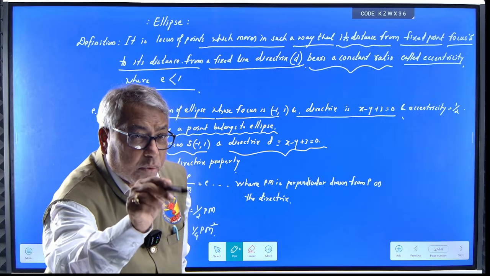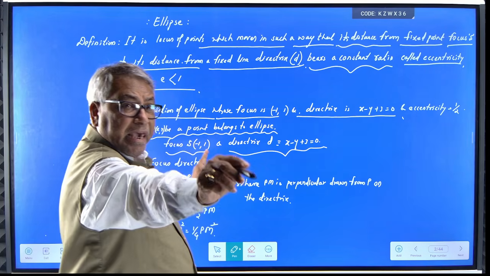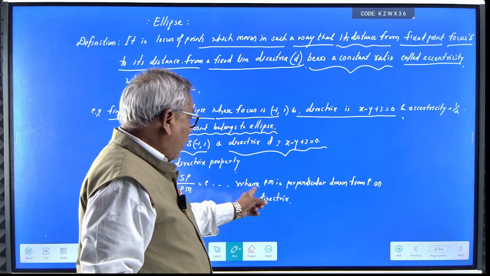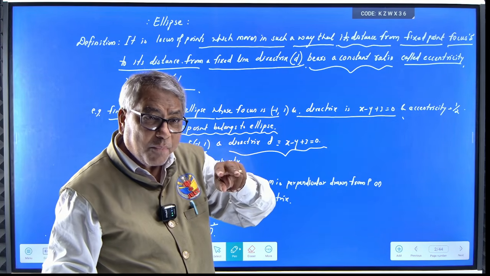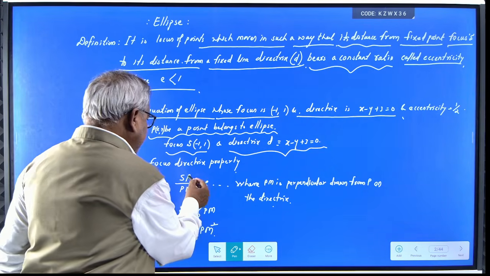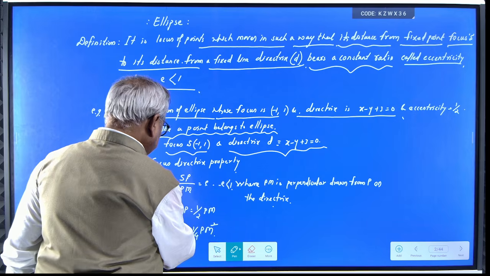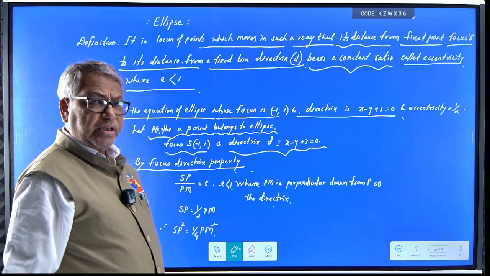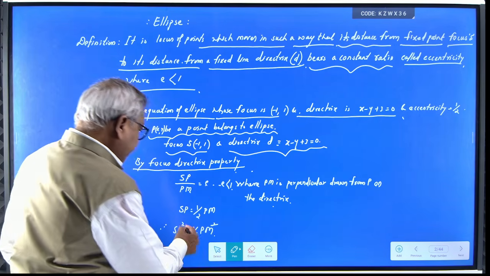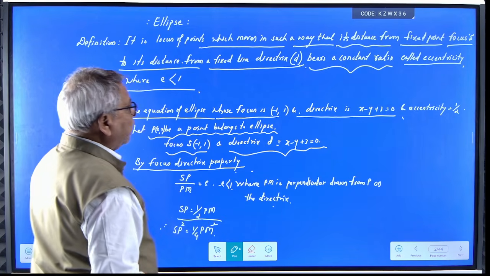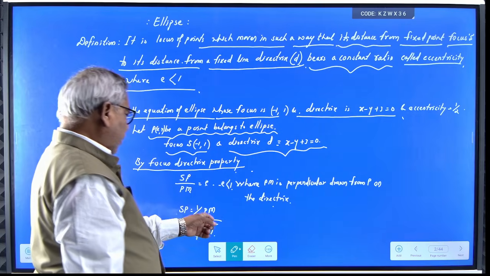What is the definition? The distance of that point from the fixed point focus S is SP. From point P, draw a perpendicular on the directrix, that is PM. So the distance of point P from the directrix is PM. So SP upon PM is equal to E, where E is less than 1. It is called the focus-directrix property. The distance of that point from the focus to its distance from the fixed line is equal to E. So SP is equal to E times PM. In the example, the eccentricity is equal to 1 by 2, so SP is equal to 1 by 2 PM.